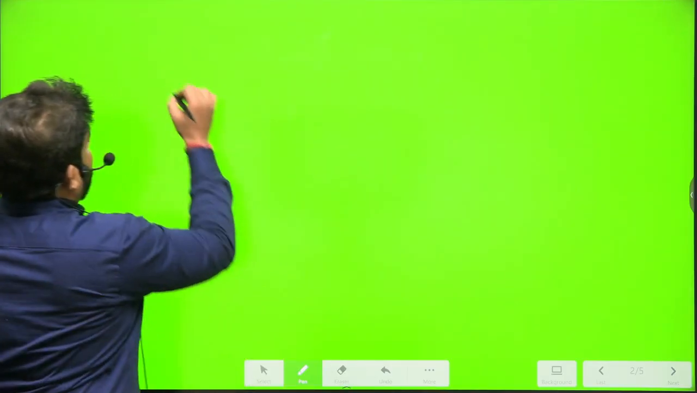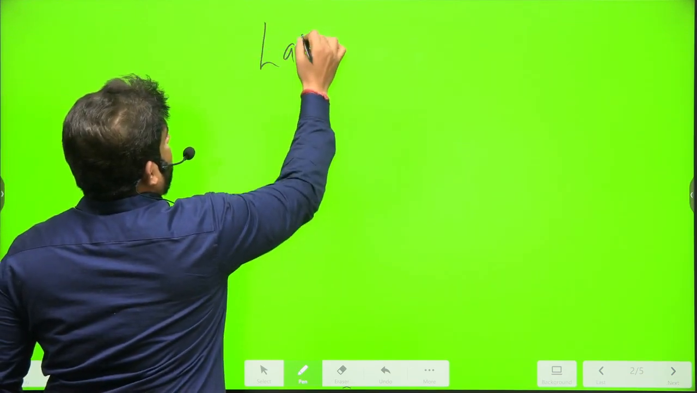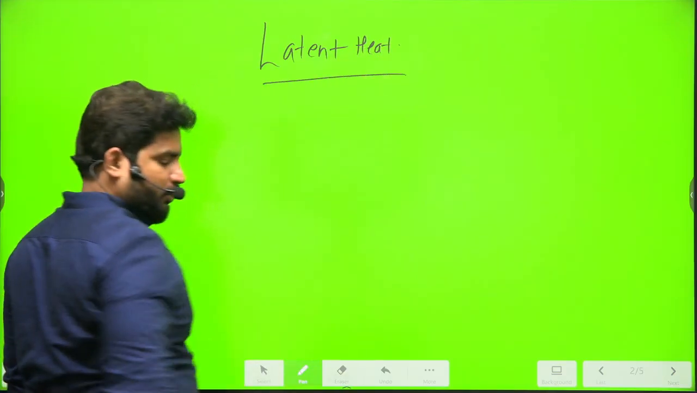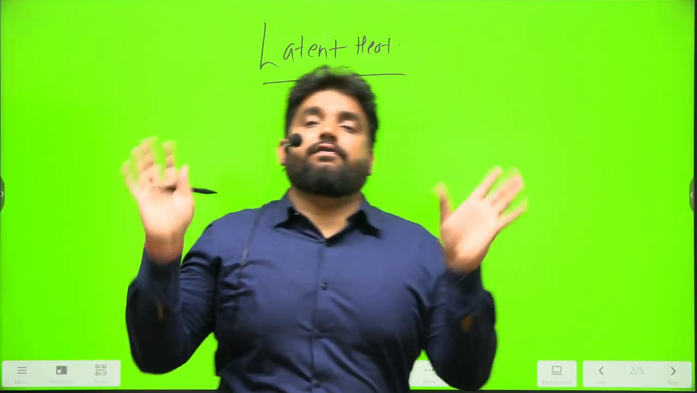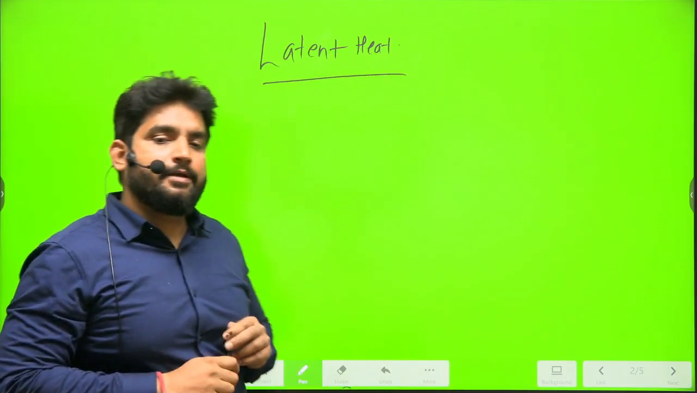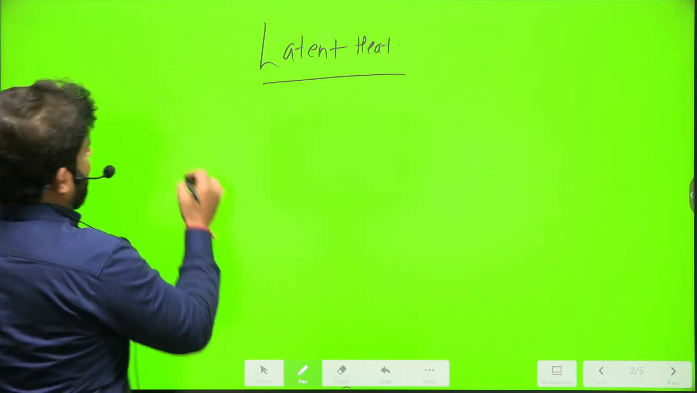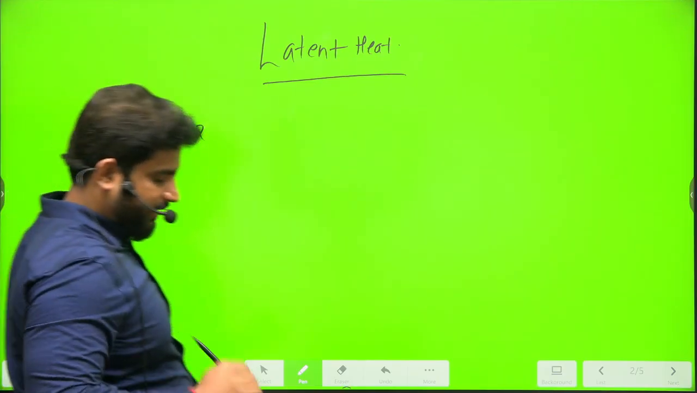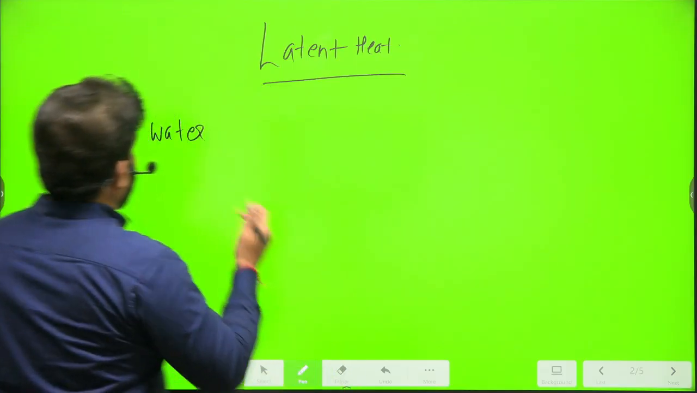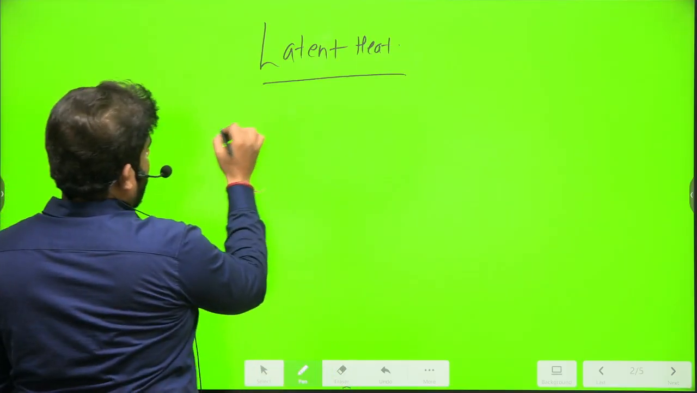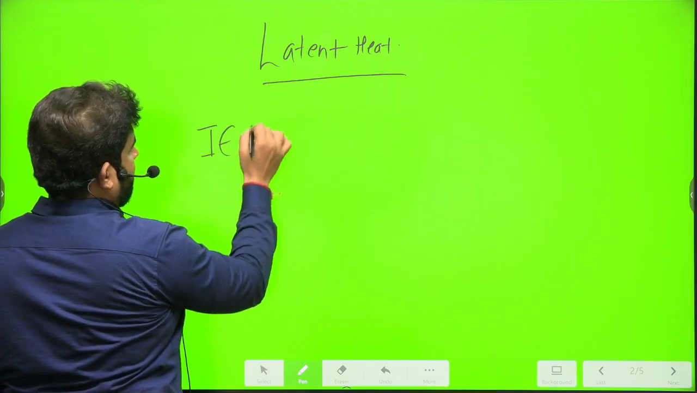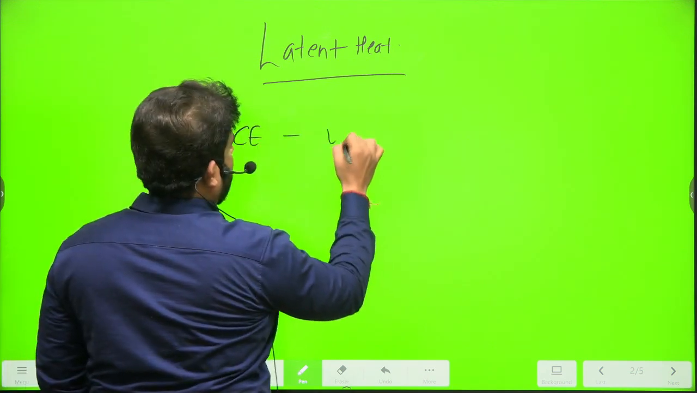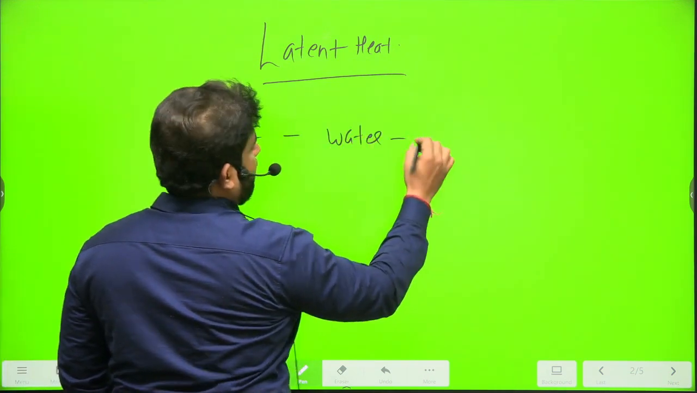Students, latent heat is nothing but a heat which is required to change a phase of a substance. So let's take the example of water. For better understanding, let's consider this is ice, water, and vapor, water vapor.